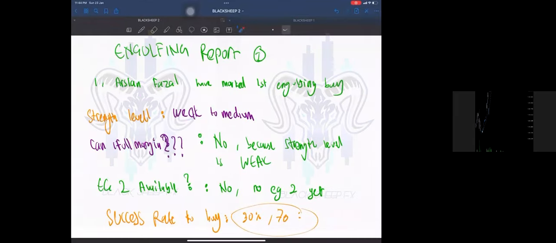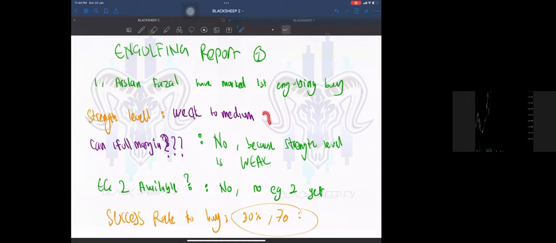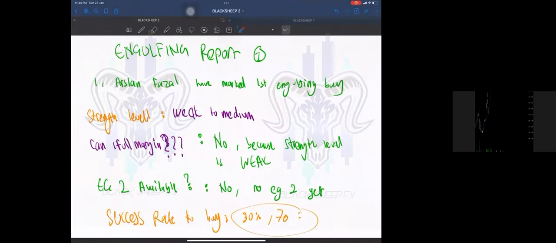I, Arslan Farzal, have made an engulfing buy. I have also said it was weak to medium. I've also said I cannot go full margin. I've also said the potential of losing was higher, but I wanted to test my knowledge. So if I lose, would I cry? No, I'd be like, yeah, next time I'll be more careful with setups like this. The old me would go full margin.